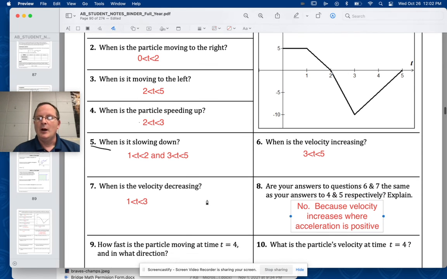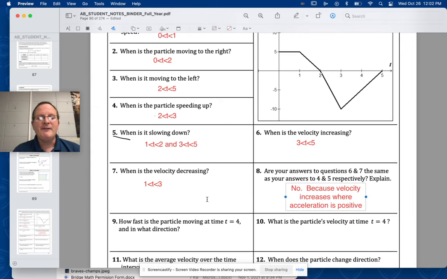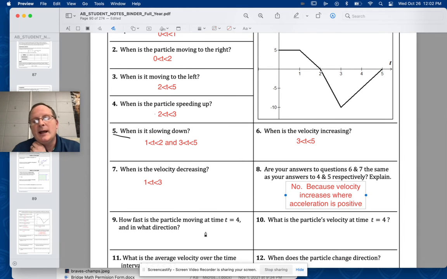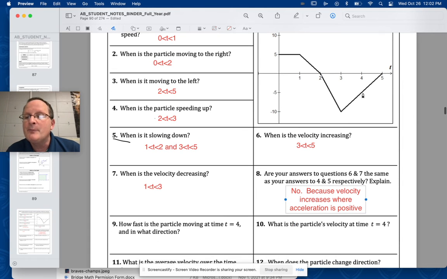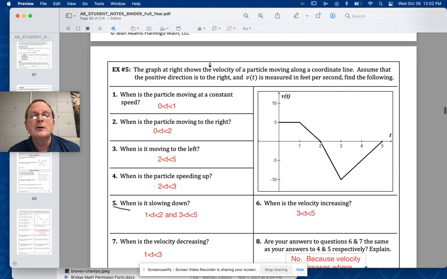Okay, number 9. How fast is the particle moving at t equals 4 and in what direction? At t equals 4, it looks like it's moving 5. What are our units here? Feet per second. Is this left and right? Yes, this is horizontal movement along a coordinate line. Positive direction is to the right.